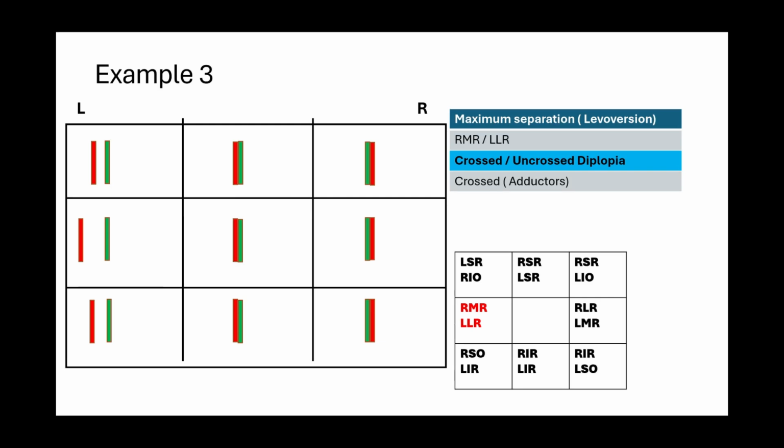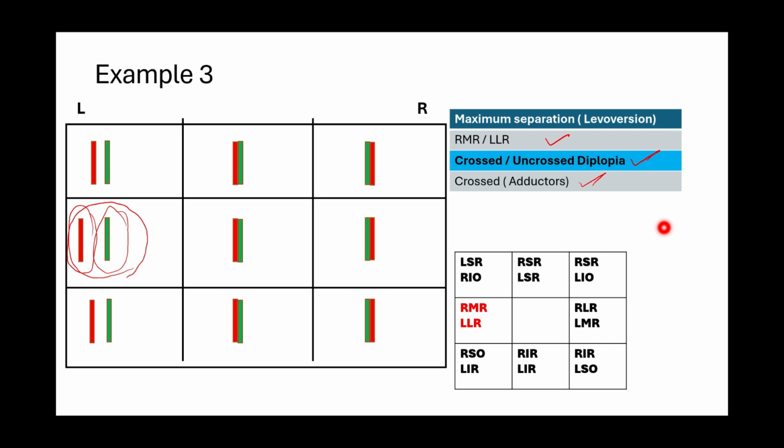Example 3. Let's see one more example. Here, where is the maximum separation? The maximum separation is in levoversion. So what are the muscles that act in this position? It is the right medial rectus or left lateral rectus. So one of these two muscles is the culprit. So next step, is it crossed diplopia or uncrossed diplopia? It is a crossed diplopia. Why do we say it is a crossed diplopia? The red image, which belongs to the right eye, is on the left, and the green image, which belongs to the left eye, is on the right side. So it is a crossed diplopia.